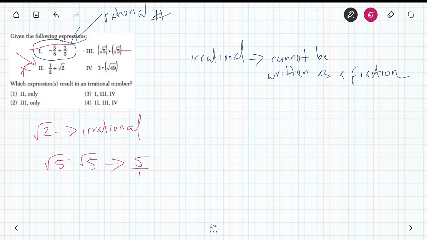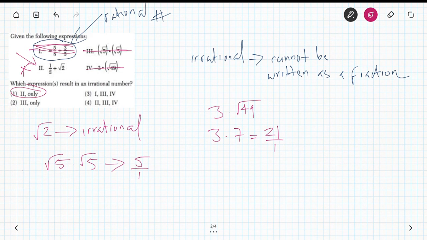This one is not irrational, and let's check answer choice number 4, or situation 4, in which I have 3 times the square root of 49. The square root of 49 is actually the number 7. So 3 times 7 is going to give me 21. And 21 is a whole number which I can express as 21 over 1 if you want to write it as a fraction. So these 3 are not irrational expressions. Okay, the only one that is irrational is situation number 2.